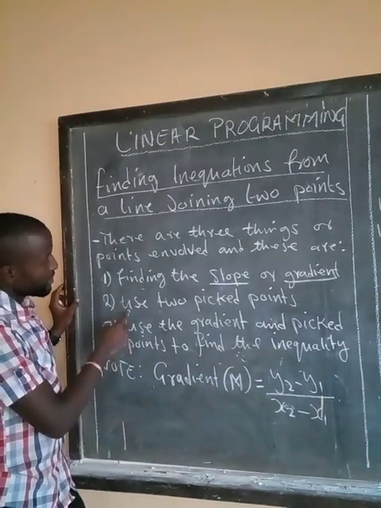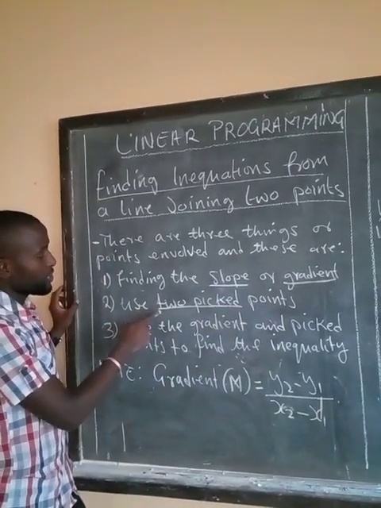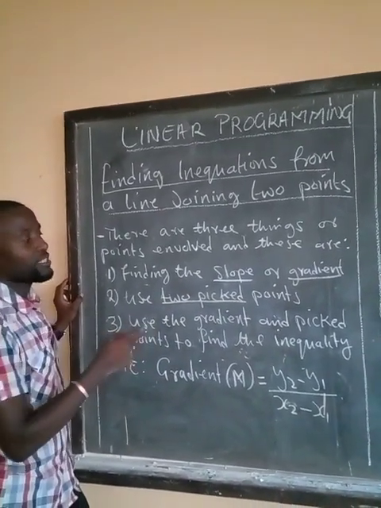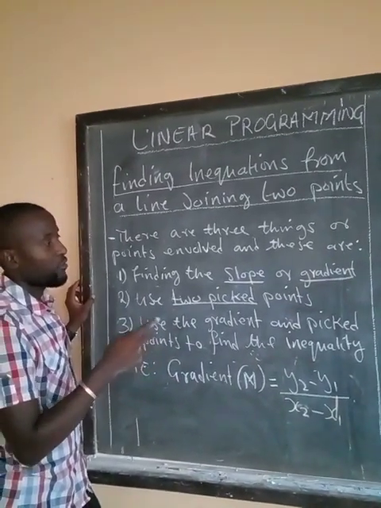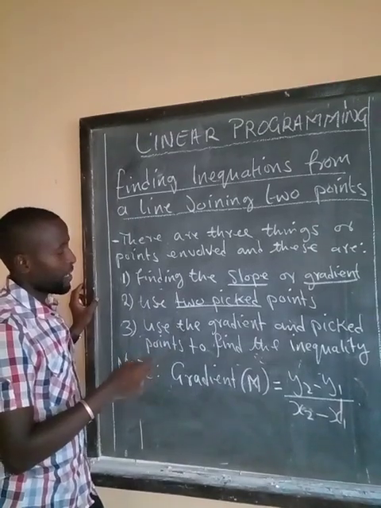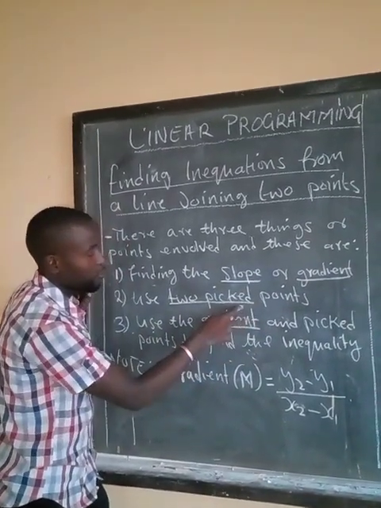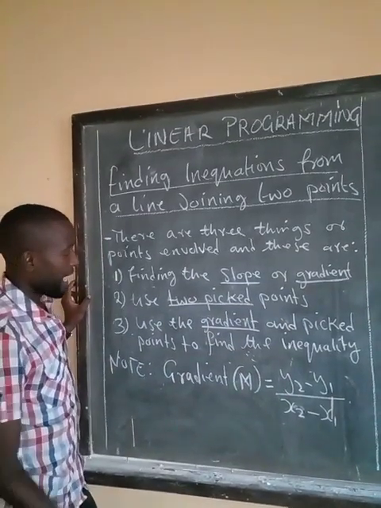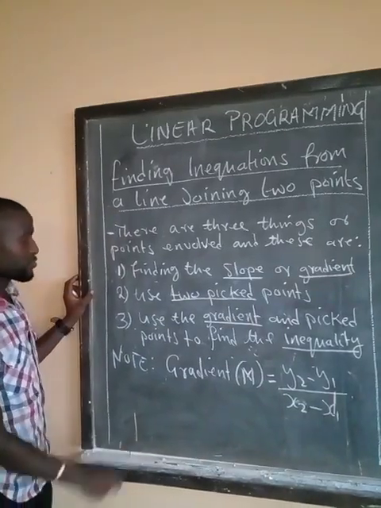So number 2, use the 2 picked points. When you pick the 2 points, those 2 picked points are the ones that you are going to use to find the equation of a straight line. Use the gradient which you have found from these 2 points you have picked, and use them to find the inequality that you are being asked for.